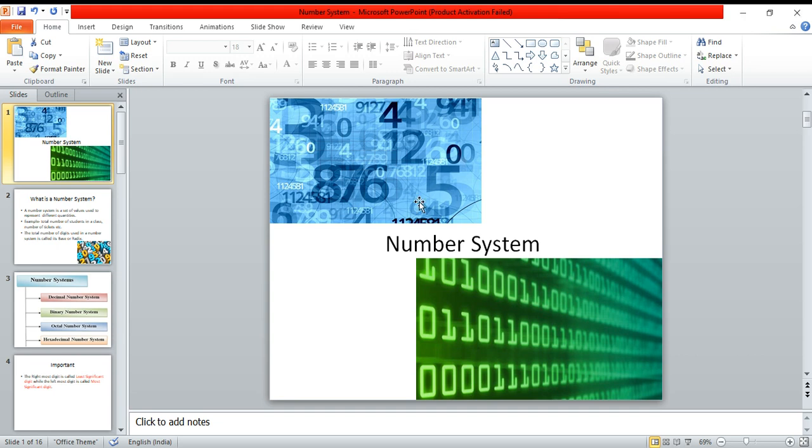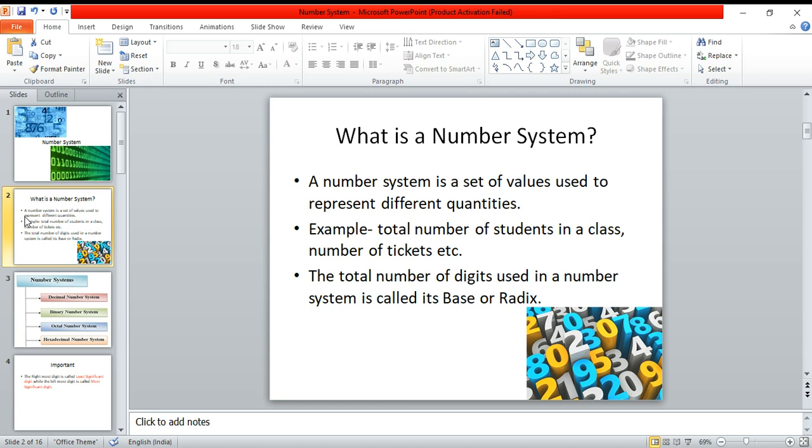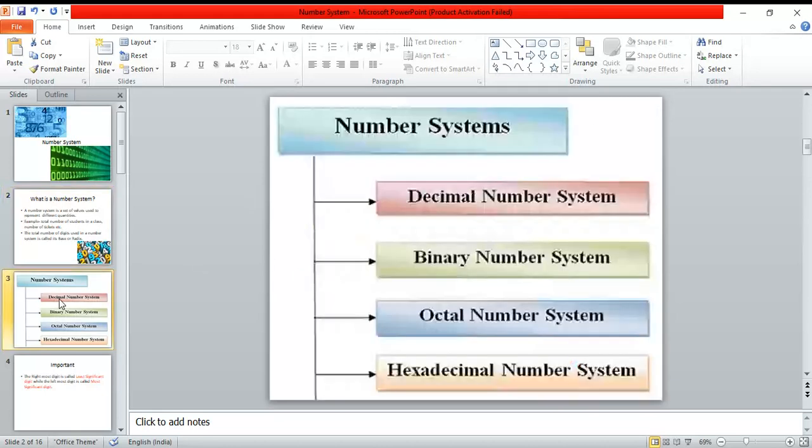Hey everyone, in this video we'll be learning about number systems. So what is a number system? A number system is a set of values used to represent different quantities, for example, total number of students in a class, number of tickets, etc. The total number of digits used in a number system is called its base or radix.